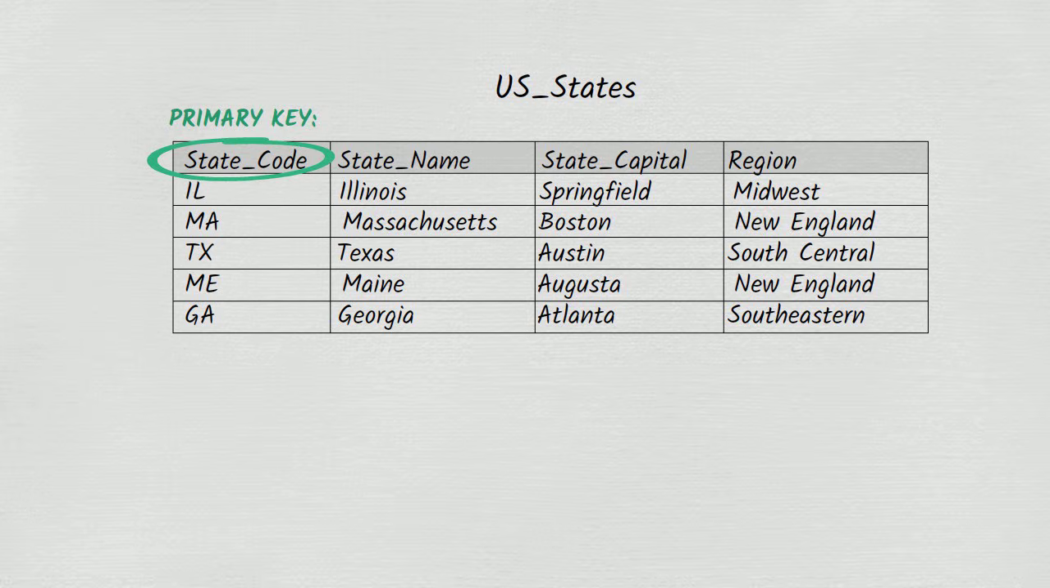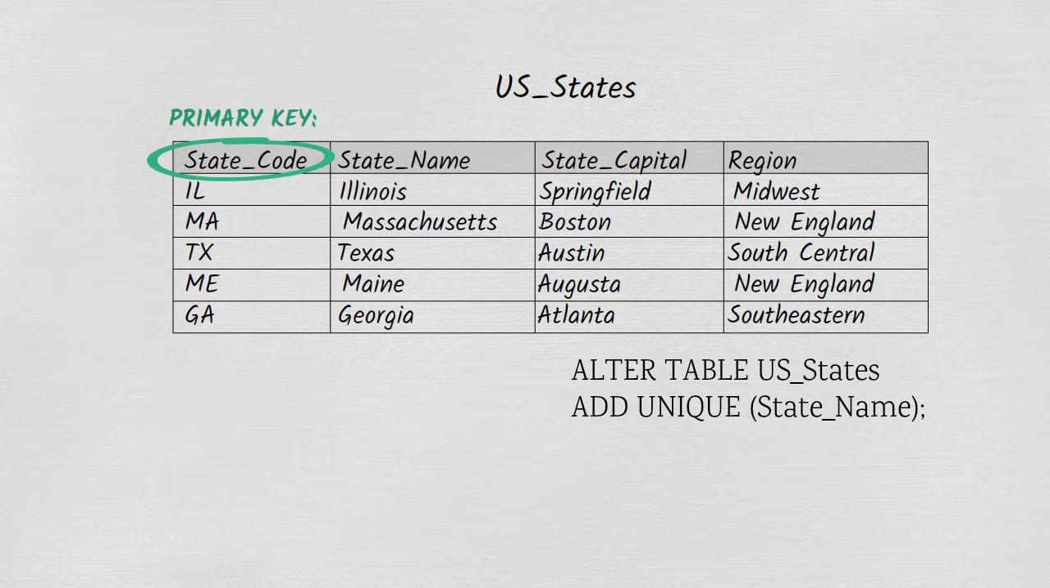How do we enforce the uniqueness of state name? We can't make state name the primary key because we've already set up a primary key on this table, and having multiple primary keys on a table is never allowed. Instead, we can designate state name as a so-called alternate key, like this. By doing this, we're telling the database platform to make sure that the state names within the US states table are all unique.